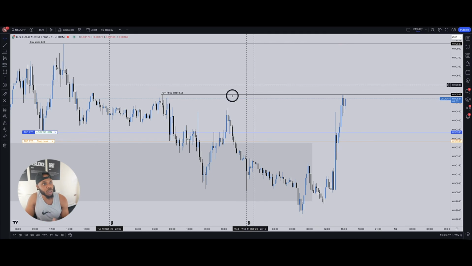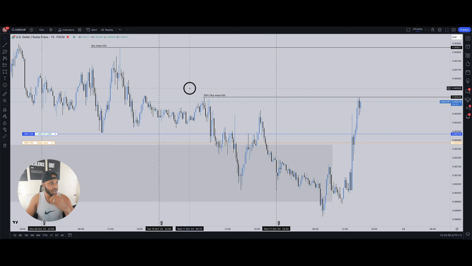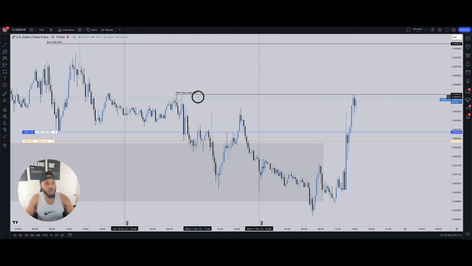Imagine this. Why would you be looking to sell just because it comes to a magical level? There's no reason to sell because it comes to a level that you believe held last time, so it should hold this time. There's none of that. Price is drawn towards the money, and so this place here stands no chance whatsoever.